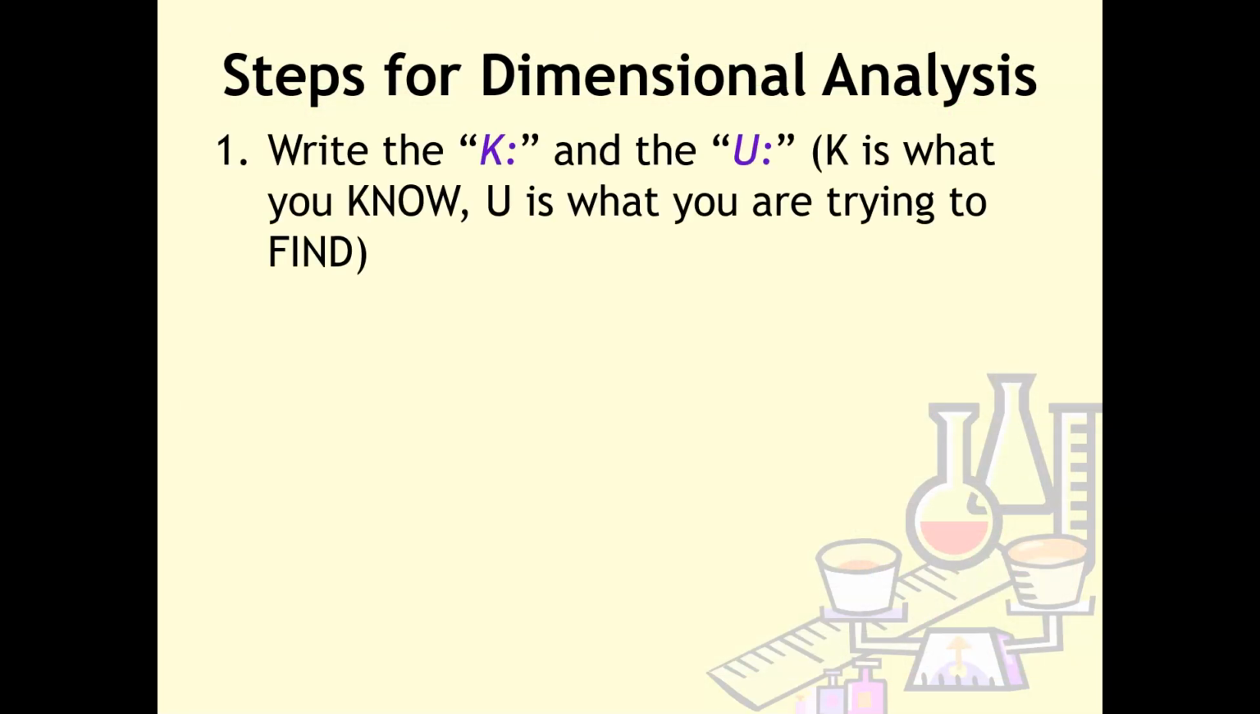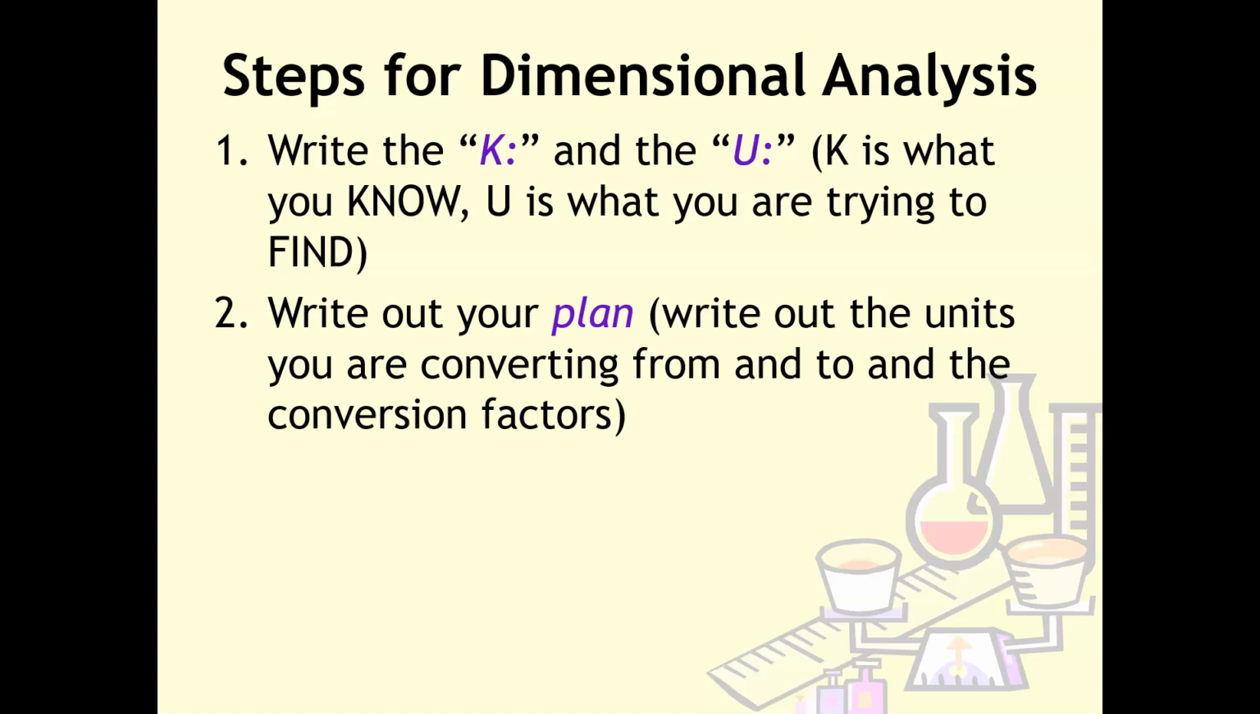So here are the steps to perform dimensional analysis. I like to use the known and the unknown. The known is what you know, the U is what you're trying to find, or your unknown. Then you write out your plan. This may or may not be something that you like to do. I find that in the past this has really helped students, so I'm going to suggest it, but you may use it for a little while, like maybe in the beginning, and choose not to use it toward the end.